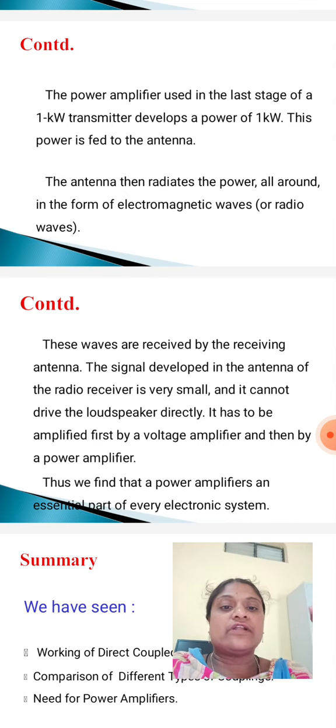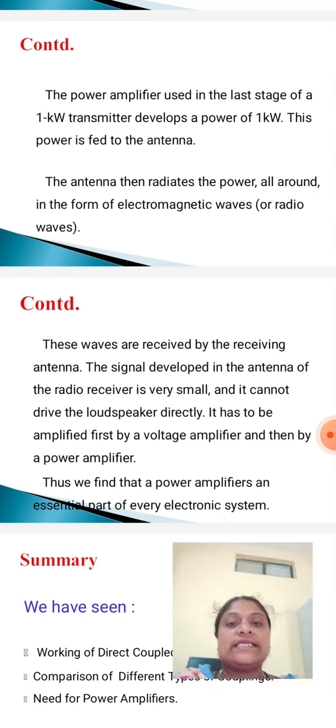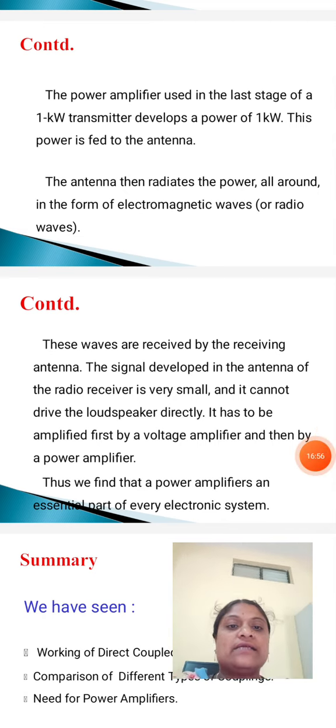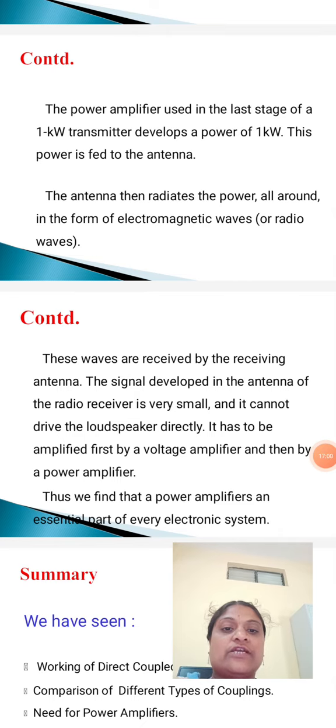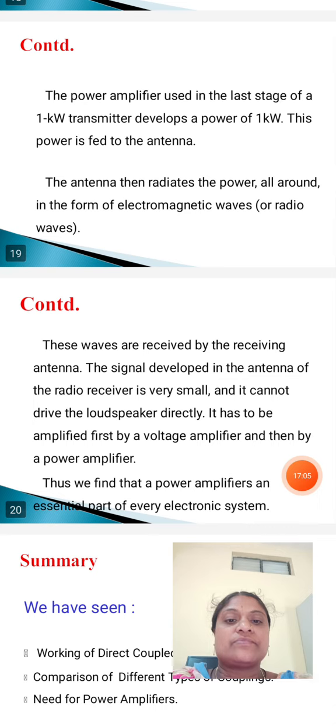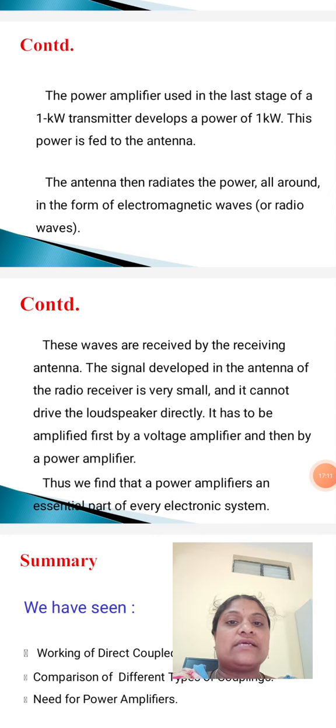The signal developed in the antenna of a radio receiver is very small and it cannot drive the loudspeaker directly. So it has to be amplified first by a voltage amplifier and then by a power amplifier. Thus, we find that a power amplifier is an essential part of every electronic system.